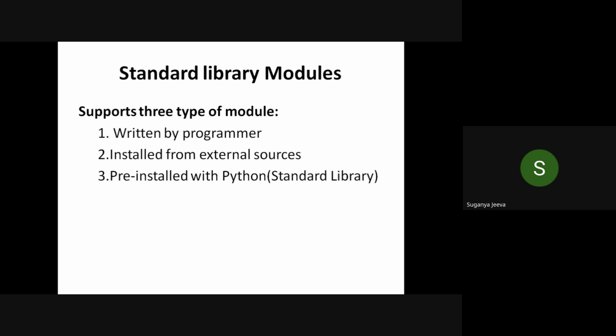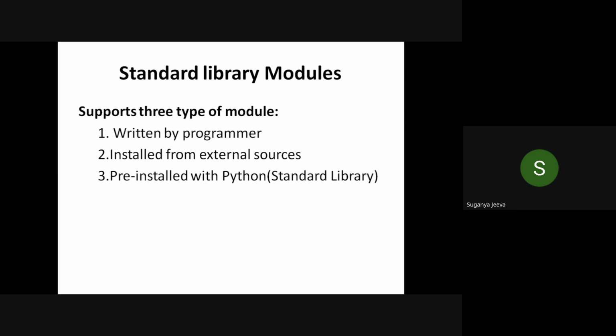Next is the last topic: standard library modules. Here there are three types of modules. One is written by the programmer, which we call a user-defined module. Now we are going to write a program, create a module, and that comes under written by programmer. For example, a calculator related addition and subtraction module that we write is user-defined and comes under written by programmer.